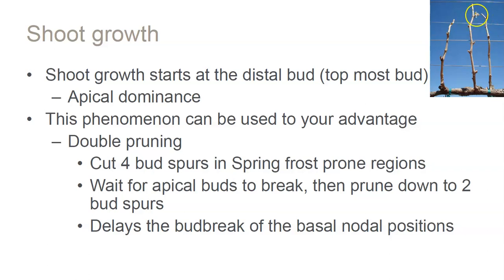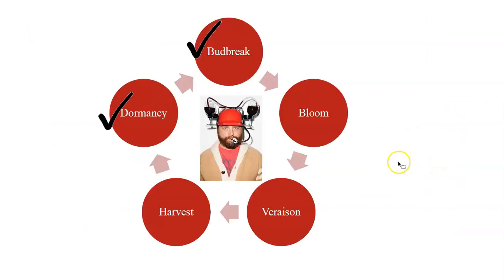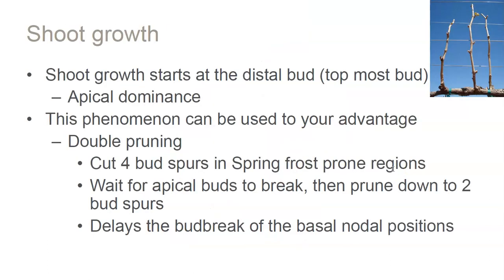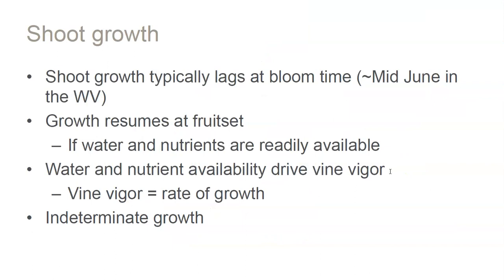So this is a technique where you can do what's called double pruning, and it actually will delay the buds from breaking down here. So that's pretty cool. That's a way for you to delay the bud break down here by maybe a couple weeks. So you could let those break, then go through and cut your spurs, and then that might take you through the 2 weeks of frost-prone springs. Okay? Oh, I keep going backwards. Sorry about that.